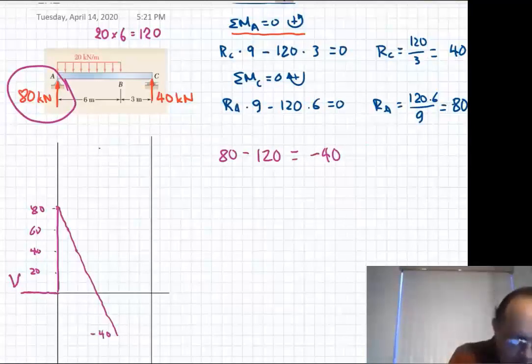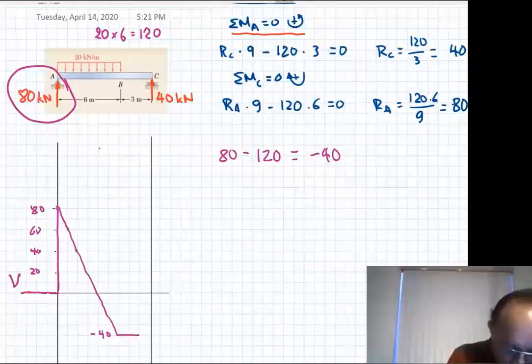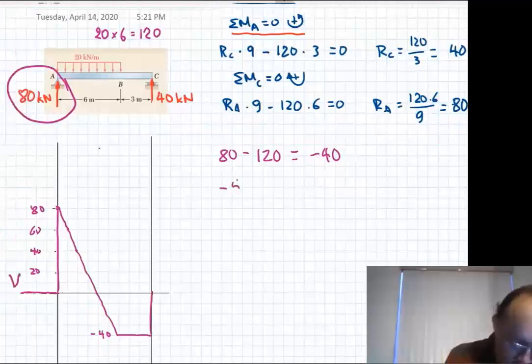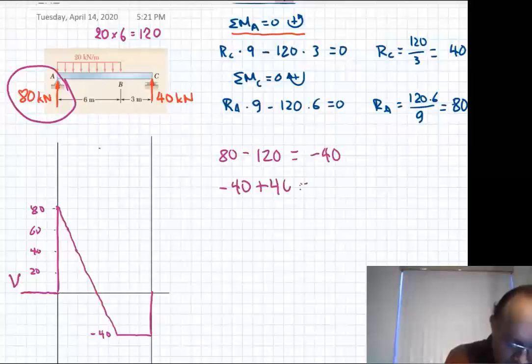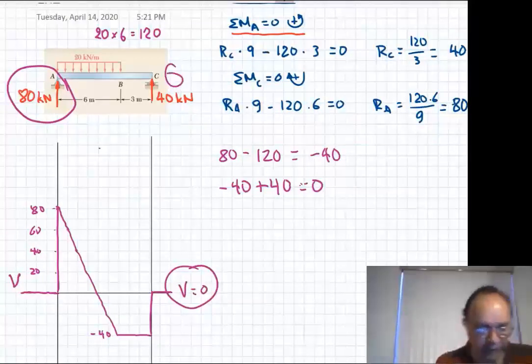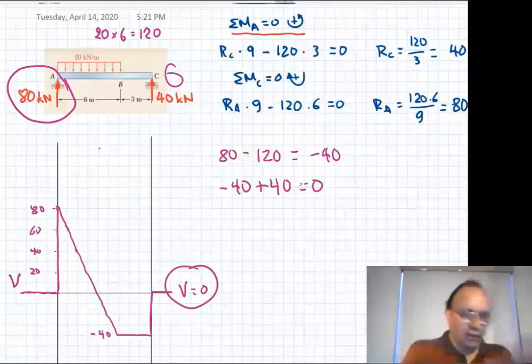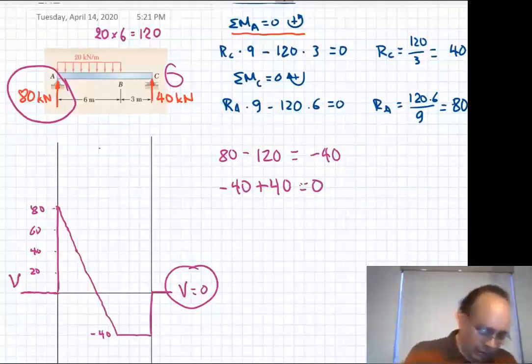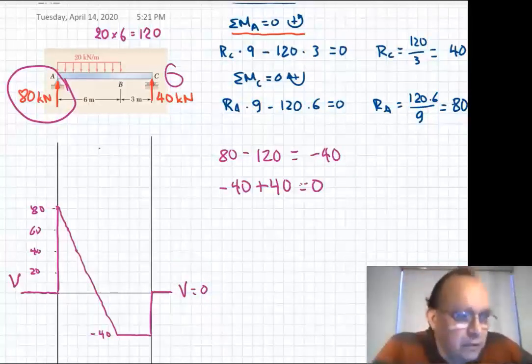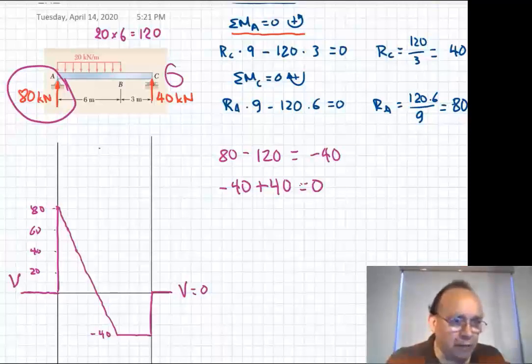At minus 40, you don't have any more load, so you can go boom, you find the 40 kilonewtons going up. So you go up 40 kilonewtons: minus 40 plus 40 equals 0. That's how you end up at shear equals 0, because you are in the air here, and the air cannot hold any shear force. That's the shear diagram. Any problems with the shear diagram? Everybody happy? Everybody easy?